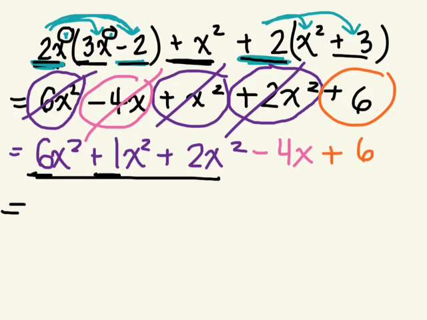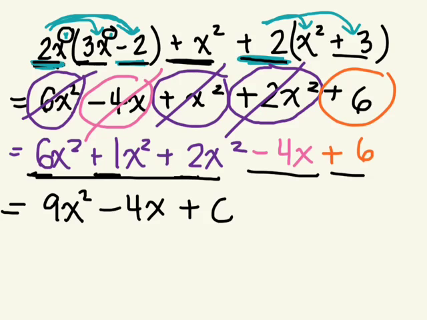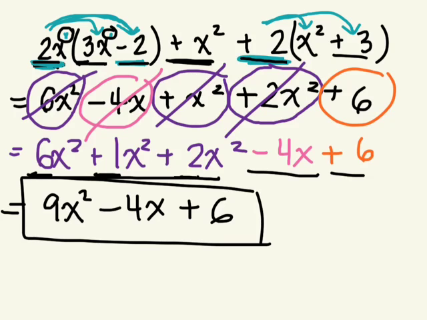What's 6 plus 1 plus 2? 9. Good, so it's going to be 9x squared minus 4x plus 6. And that's our final answer. We have an x squared term, an x term, and a constant term.